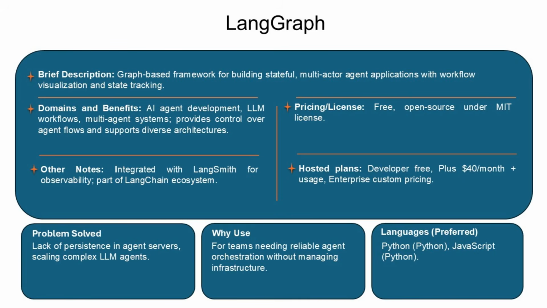And the pricing and the license, there is free and open source, and there is also a hosted plan, developer free plus $40 monthly plus usage, enterprise custom pricing. And why generally to use: for teams needing reliable agent orchestration without managing infrastructures. And generally the problem solved is lack of persistence in agent servers, scaling complex LLM agents, and the language preferred is Python, JavaScript. Generally the other note is it is integrated with LangSmith for observability, part of LangChain ecosystem.